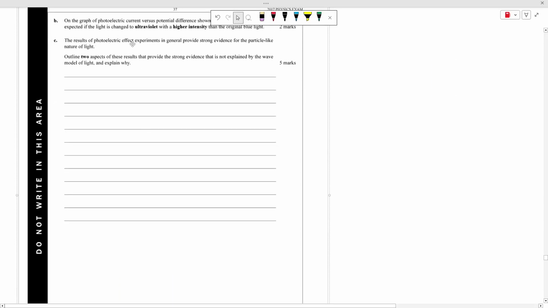C. The results of photoelectric effect experiments in general provide strong evidence for the particle-like nature of light. Outline two aspects of these results that provide the strong evidence that is not explained by the wave model of light, and explain why. Again, I'm going to refer you to the examiner's report because we're running out of time and my voice is starting to go.